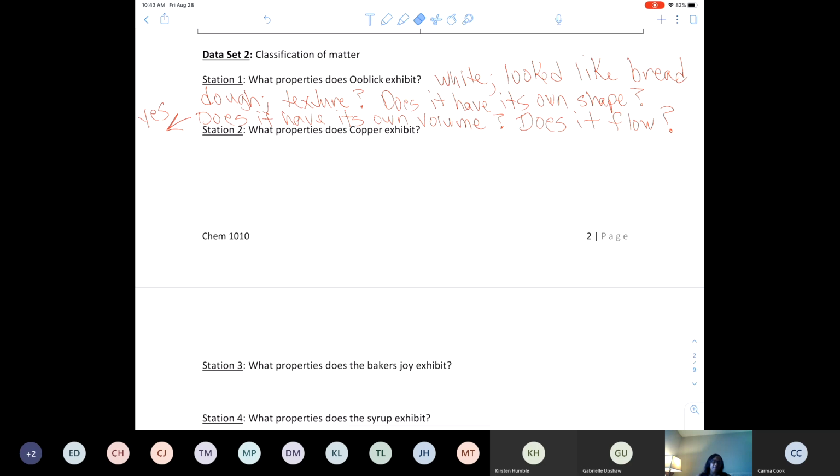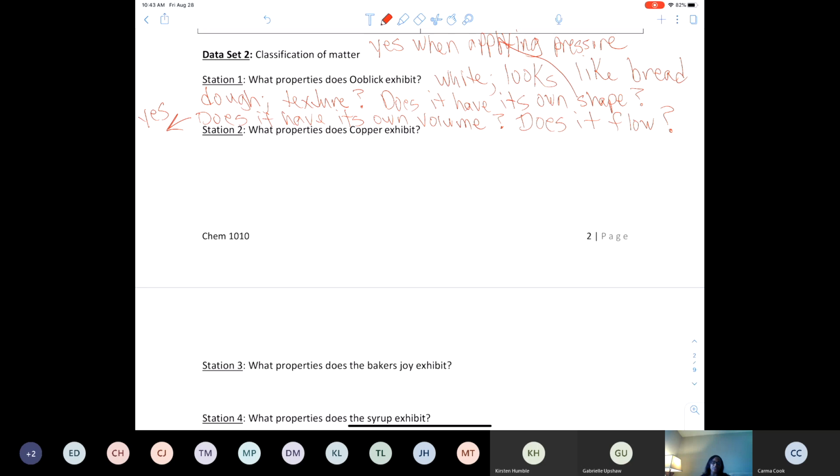But as far as shape, it does have its own shape when applying pressure from my hand. But when I'm not applying pressure on that oobleck, then it flows just like a liquid. It had a texture that's smooth and rubbery like rubber, so reminding me of a solid.